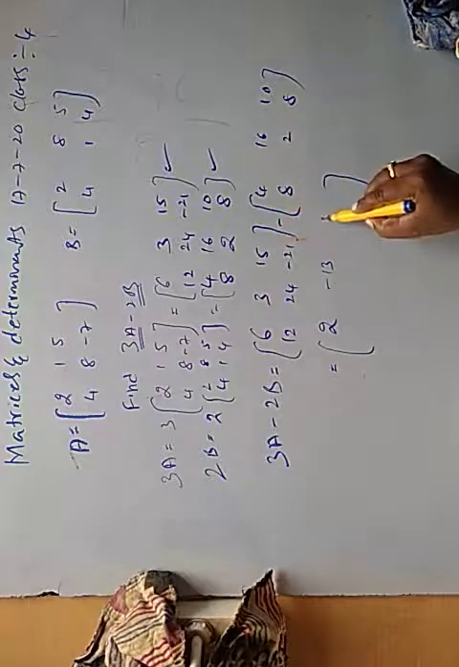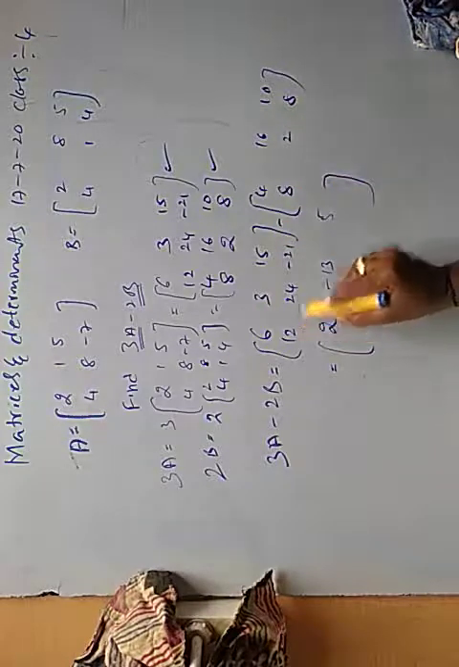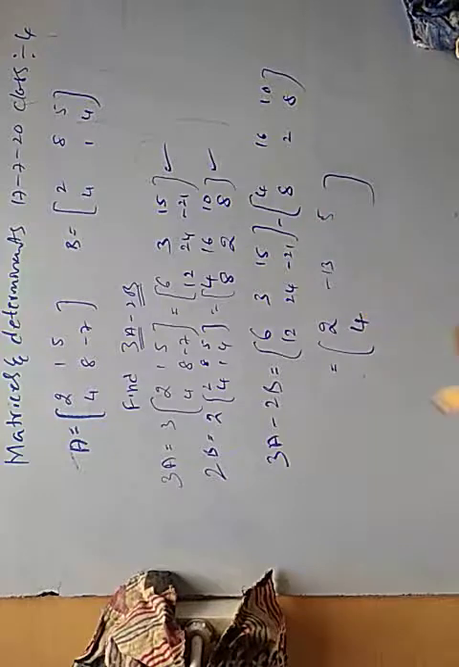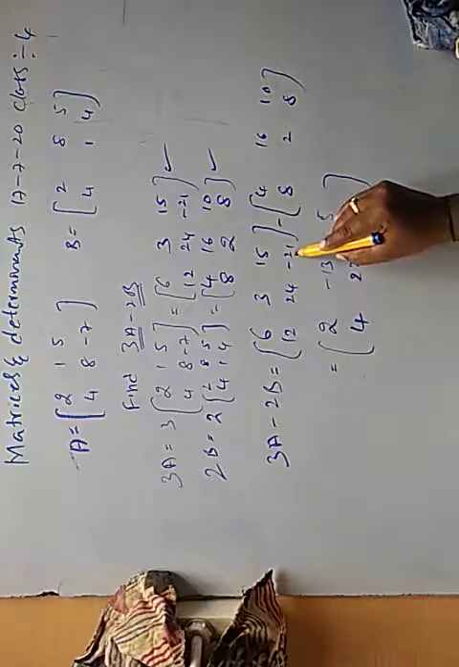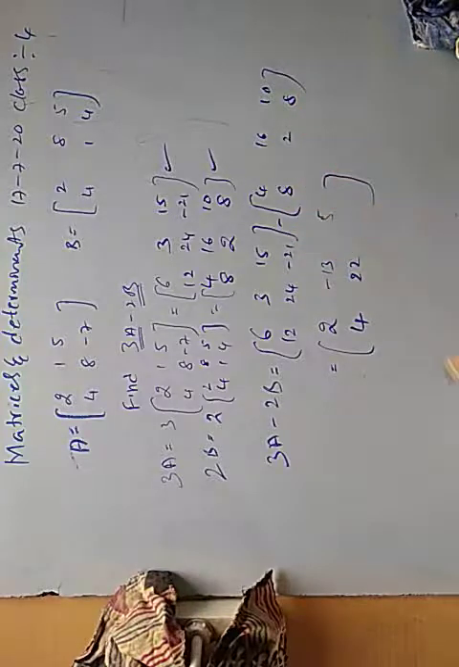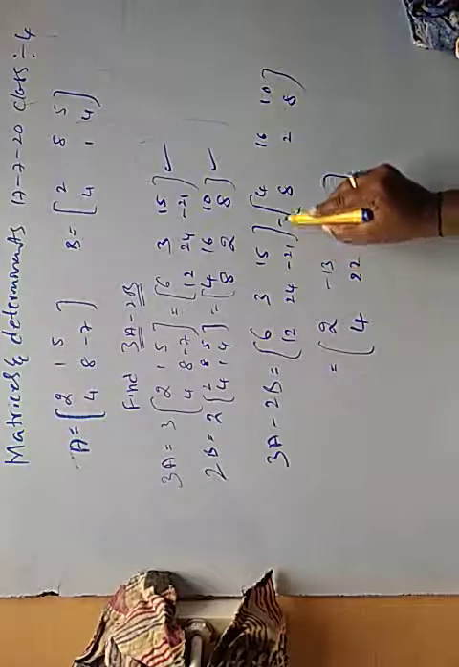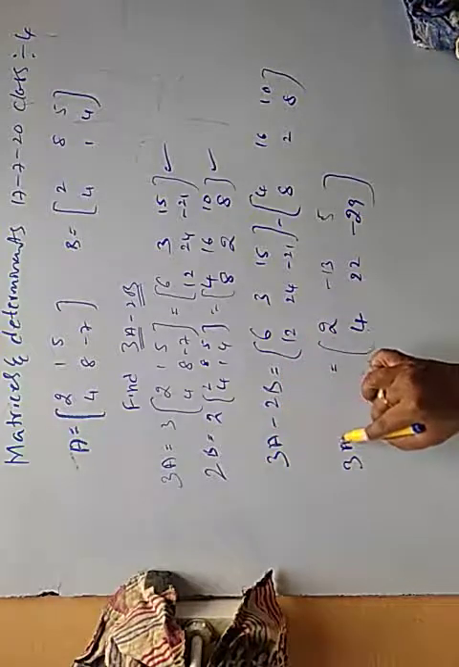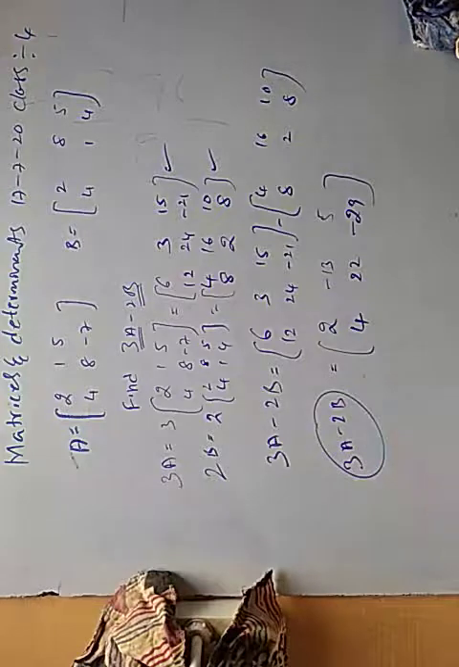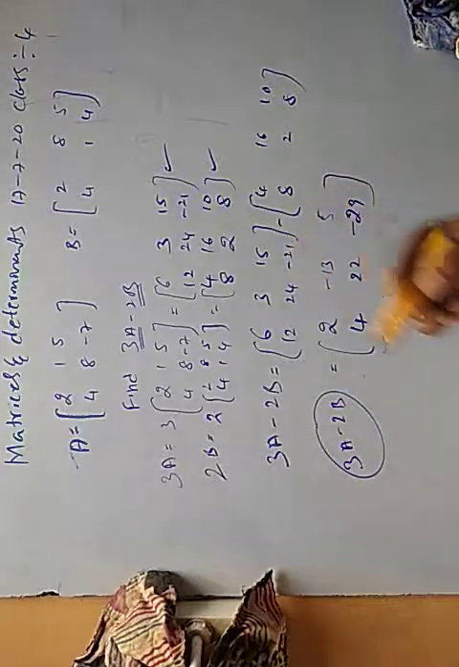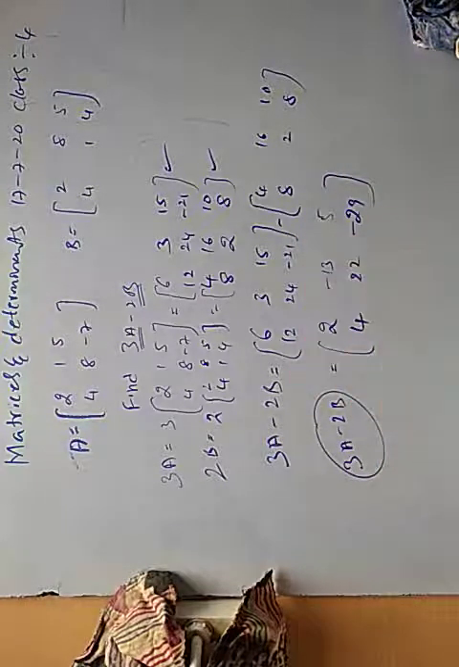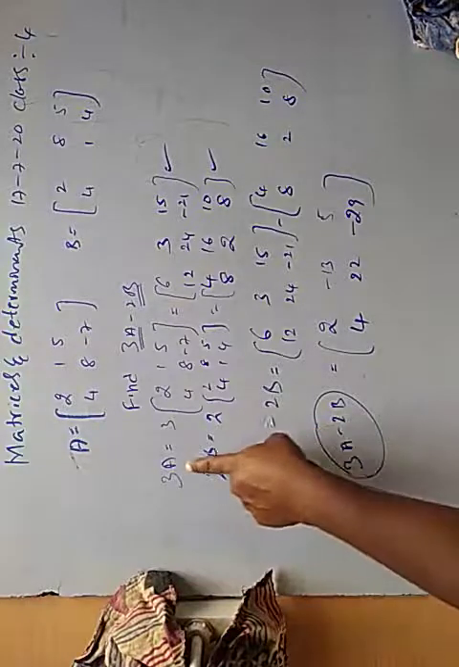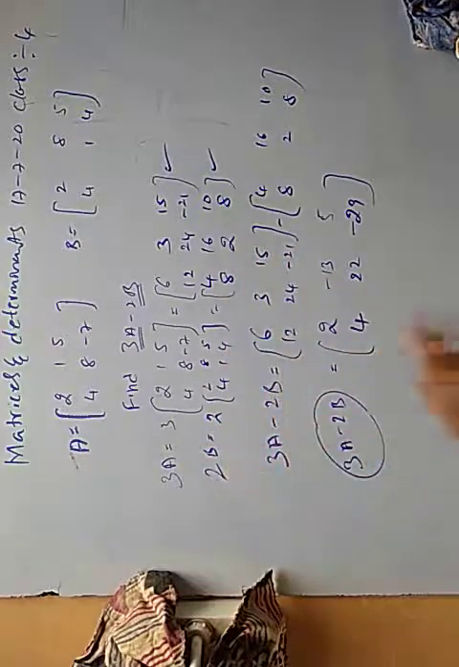15 minus 10, 5. 12 minus 8, 4. 24 minus 2, 22. Minus 21 minus 8: both have a minus sign, so we have to add them, minus 29. This is 3A minus 2B. Only 2 steps: find 3A, find 2B, subtract them.